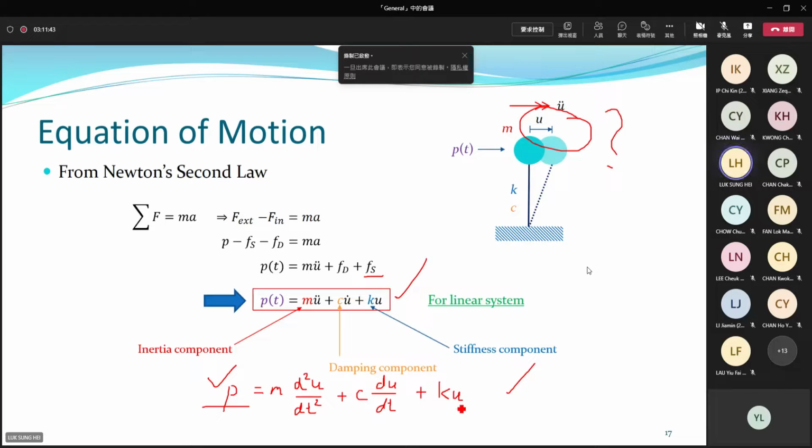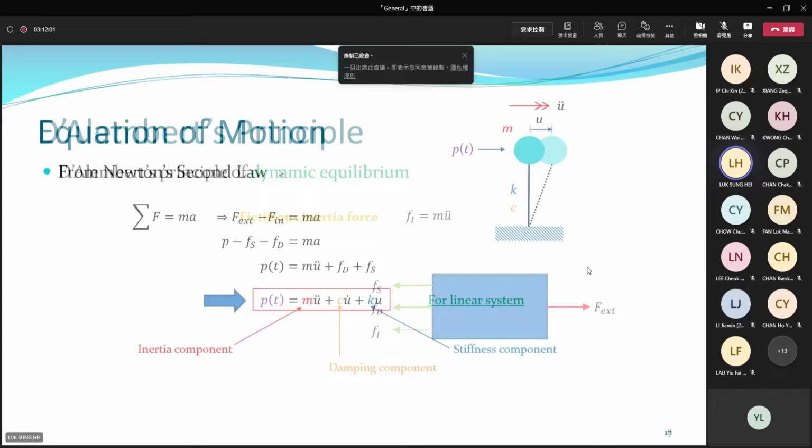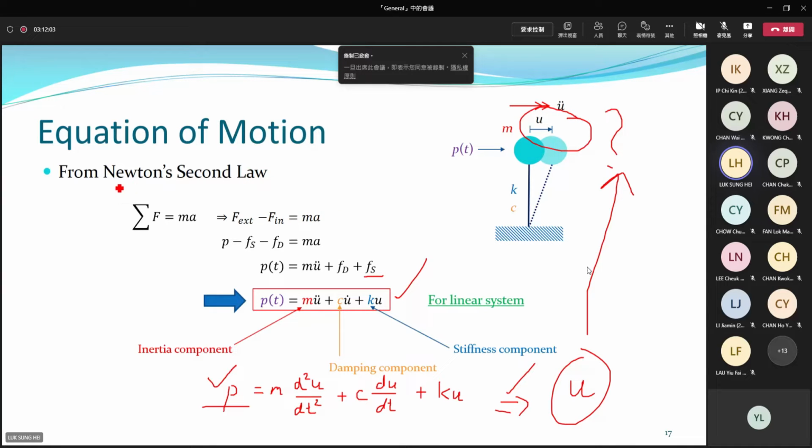What I want to mention is that you are actually asked to solve this equation. Find out u. Find out what the displacement is. If you know the displacement, then you know what happened to the structures. You can also evaluate the shear, moment, etc. Okay, these are the things I want to mention using the second law.